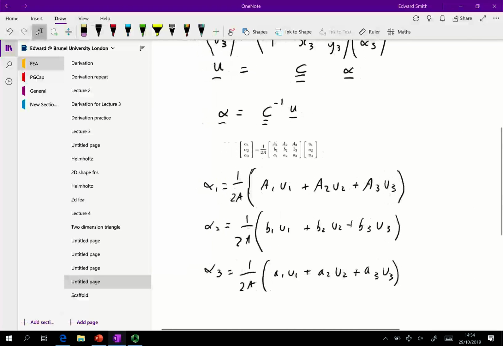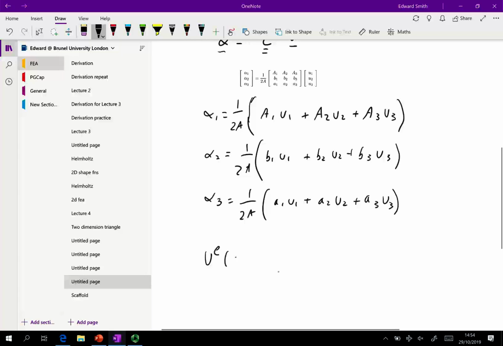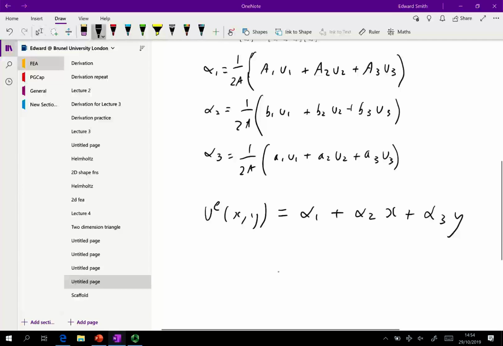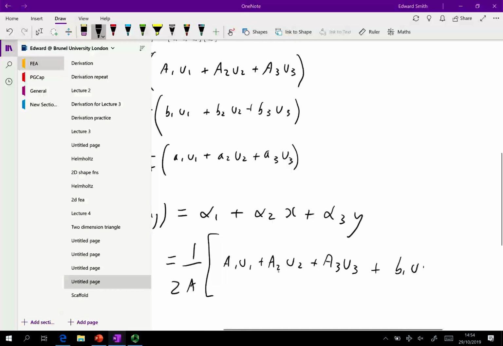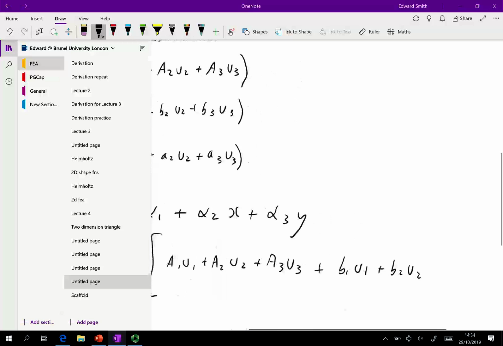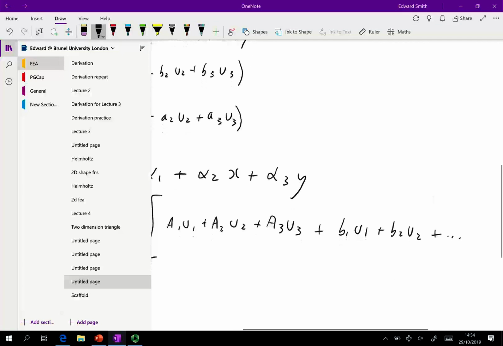Okay, so then the process is we want to stick it into the original equation for u as a function of element, which is a function of x and y, equal to alpha 1 plus alpha 2 times x plus alpha 3 times y. This is the general equation for any triangle, and we're going to stick in these expressions for the 3 coefficients. First, let's take out the common factor of 2a out of everything. What we end up with is a1 u1 plus a2 u2 plus a3 u3 plus b1 u1 plus b2 u2 plus, etc. So essentially each of those terms.